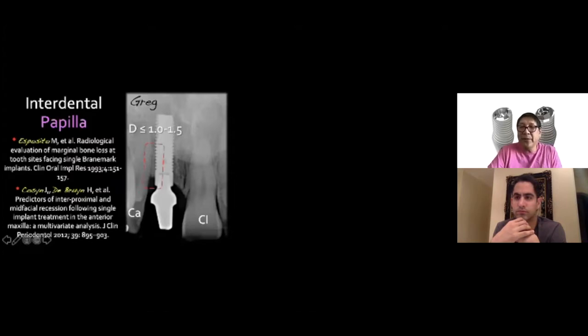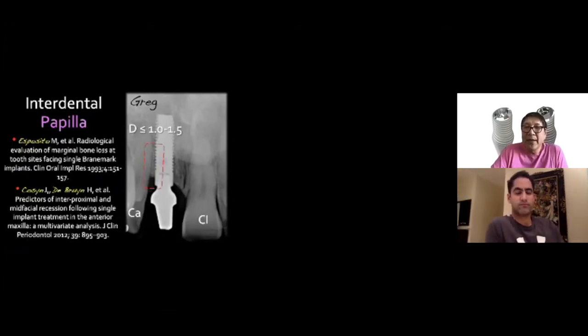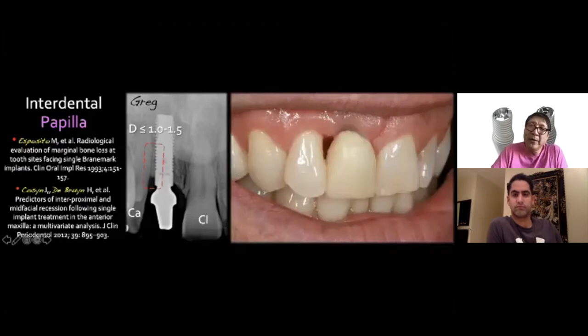The distance between central and lateral incisor is always less than between two centrals. So the risk of having an implant placed into a central incisor is pretty high that distance is compromised, and you'll wind up losing the papilla. And this is a classic example. This is a patient who had walked into our office with loss of this papilla.